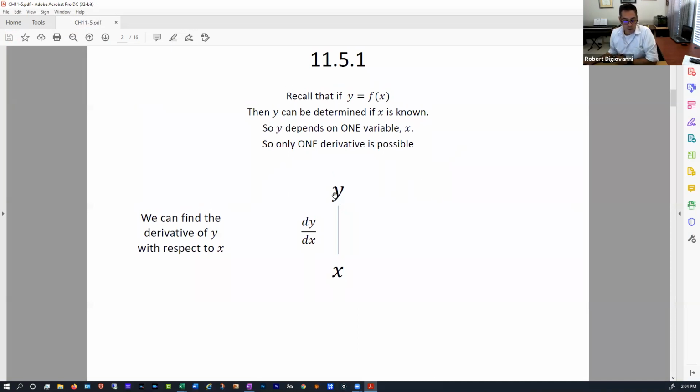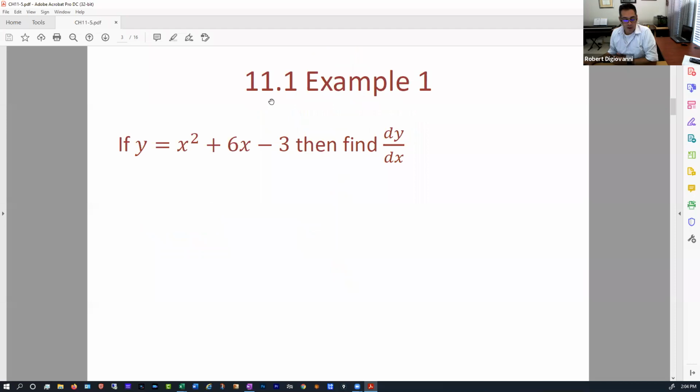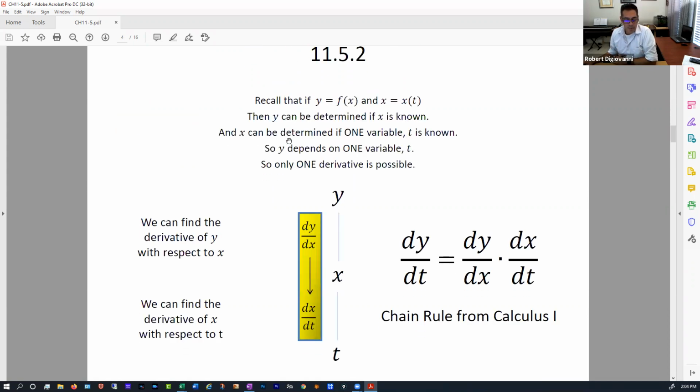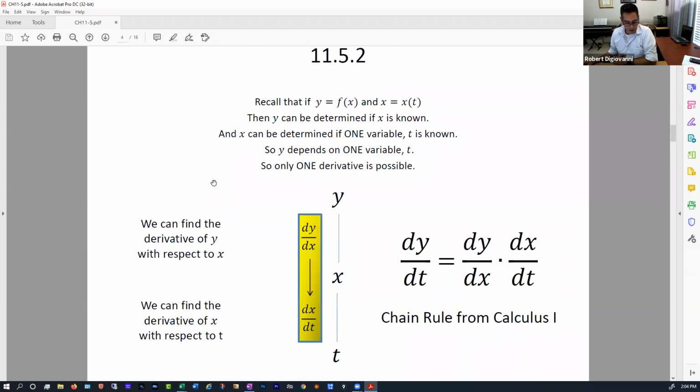So if y depends on one variable, then there's only one derivative possible. That is dy dx, right? Now, an example we could do here, I'm not gonna go through this example, is that y here depends on x. And so we can actually ask you for dy dx and it would just be 2x plus 6 and you're done, right? But what if you have something that looks like this?